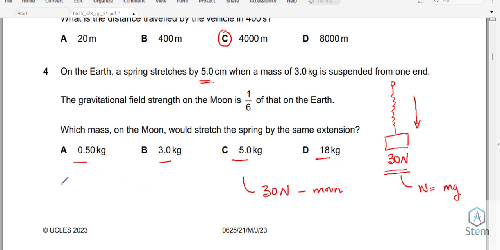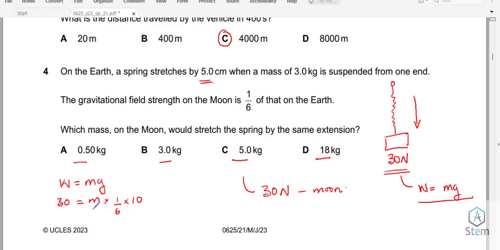We are going to say, okay, weight is equal to mg, as already mentioned. The weight we want when we get to the moon is our good old 30 newtons. The mass which can give us the 30 newtons is the one which we do not know. So we'll say M. Then the gravitational field strength when we go to the moon is 1/6 of the gravitational field strength on Earth, which is 10. Solve this equation, you have the mass you are looking for.